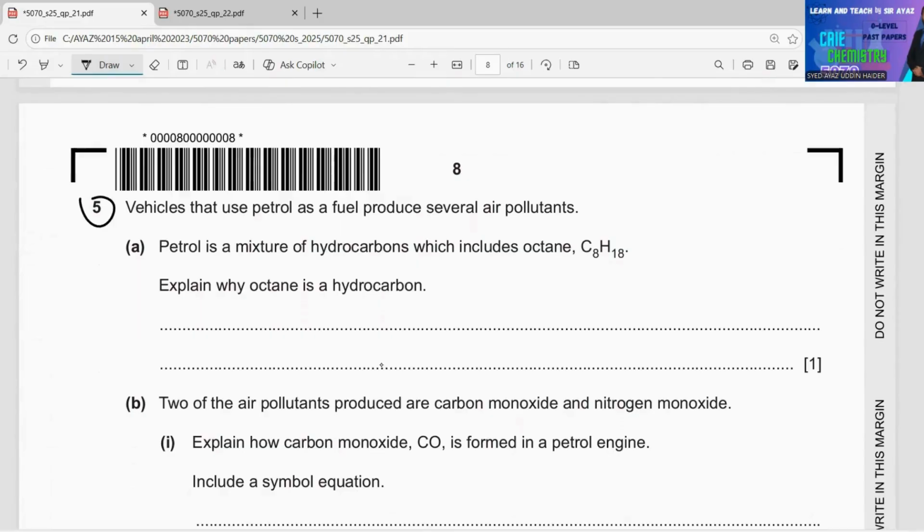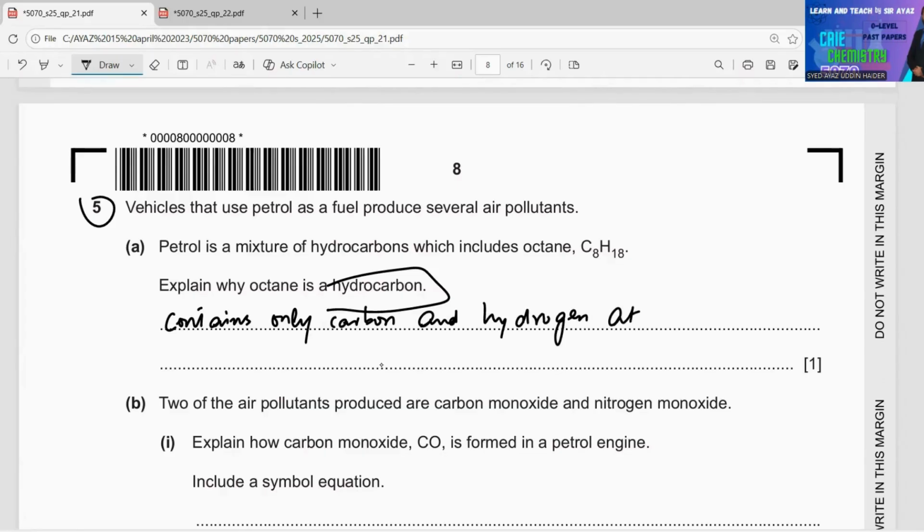Number 5. Vehicles use petrol as a fuel. Part A. Petrol is a mixture of hydrocarbons which includes octane, C8H18. Explain why octane is a hydrocarbon. So it contains hydrogen and carbon only. So you can write contains only carbon and hydrogen atoms.